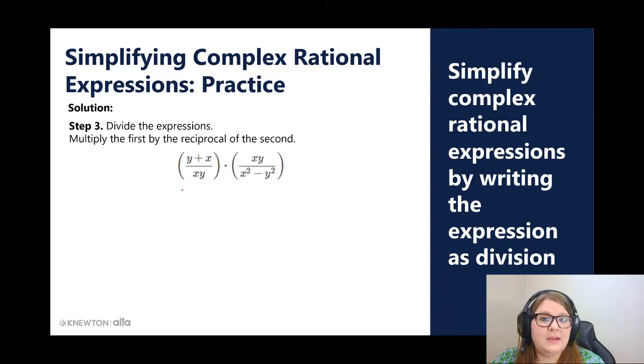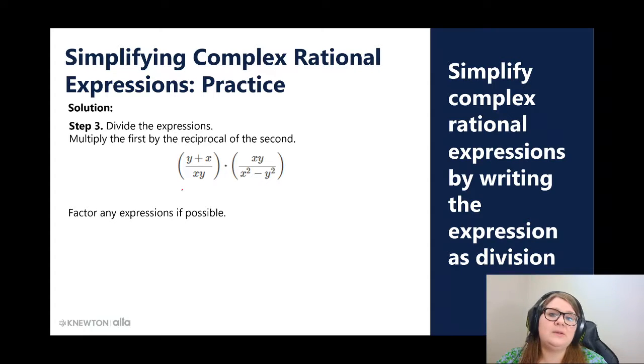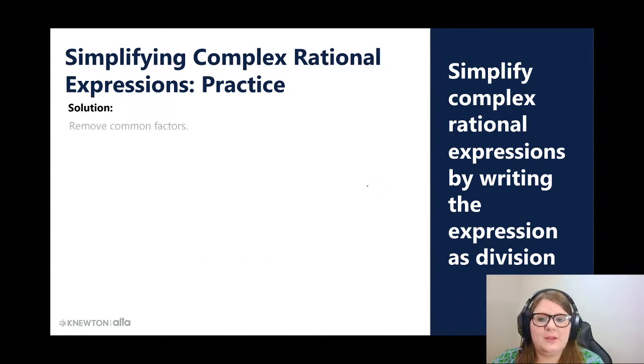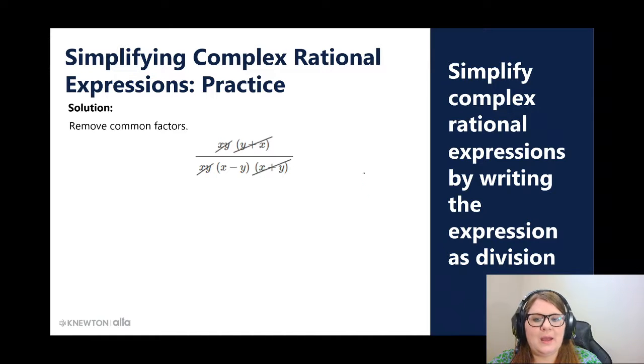Now I can factor any expressions. In this case, what I can factor is the x squared minus y squared. I can write that as x minus y times x plus y. I'm also going to write this as a single fraction. Notice now a ton of stuff cancels. One thing I want to point out here is that y plus x is the same thing as x plus y because addition is commutative. So that means I can cross y plus x out with the x plus y, and I can cross the xy out with the xy.